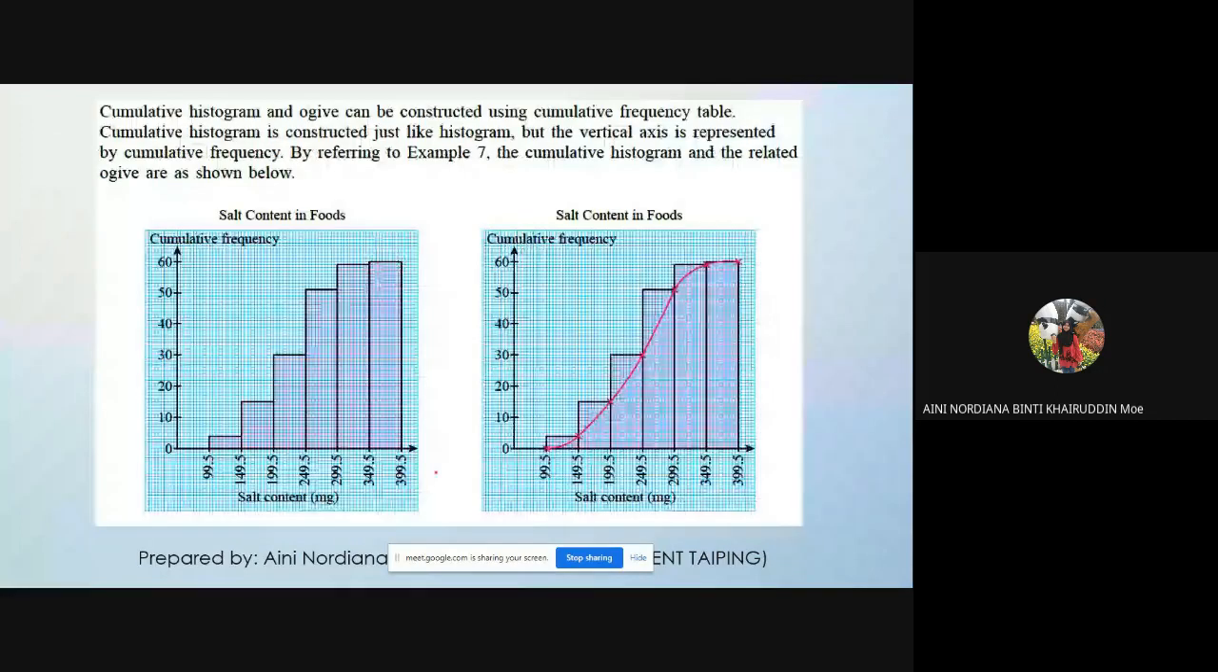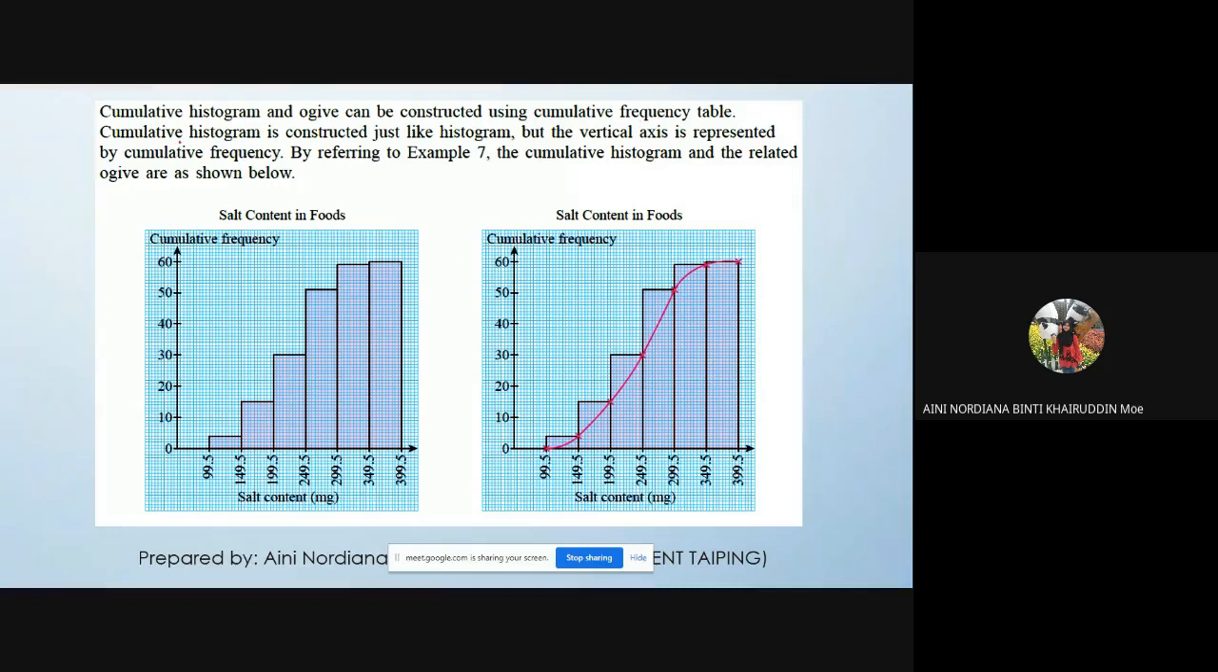Cumulative histogram and ogive can be constructed using cumulative frequency table. Ini namanya adalah cumulative histogram. Maksudnya histogram ni dilukis dengan y-axisnya adalah cumulative frequency. Ini tak pernah lagi buat. Tapi dalam your syllabus KSSM ada. So kena tunjuk juga. So ini namanya cumulative histogram.